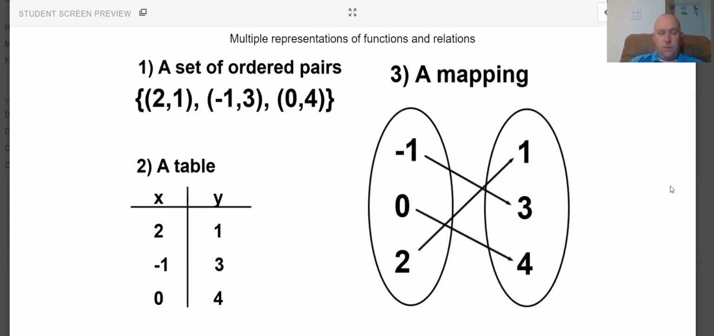And just so you can see them all in one place together, there's our coordinates or ordered pairs, our table, and our mapping. And just so you can see an extra one for mapping, I put these in order: -1, 0, 2, from here, -1, 0, 2. And then the y values, 1, 3, 4. They're actually already in order, but notice how the arrows go to the same coordinates. So 0 goes to 4, and so on.